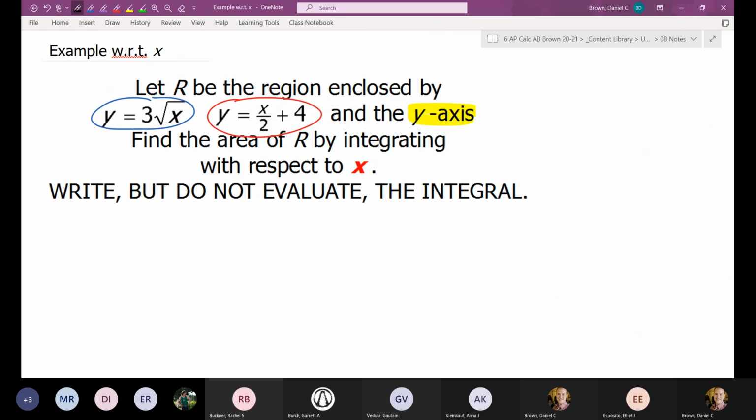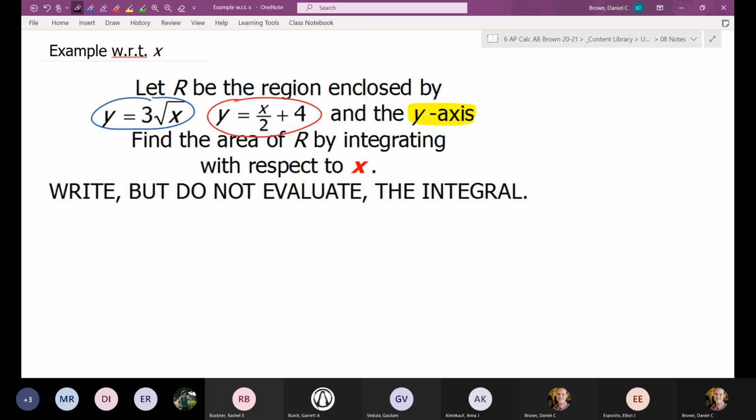It does tell us we need to integrate it with respect to x, so we have to follow those instructions in the setup. And then the instruction that we do like is it says write but do not evaluate the integral, which is a common instruction step in this unit. I use it a lot on the quiz and the test. So just make sure you always read the question because you don't want to do more work than you need to. We're just going to set the integral and be happy with it.